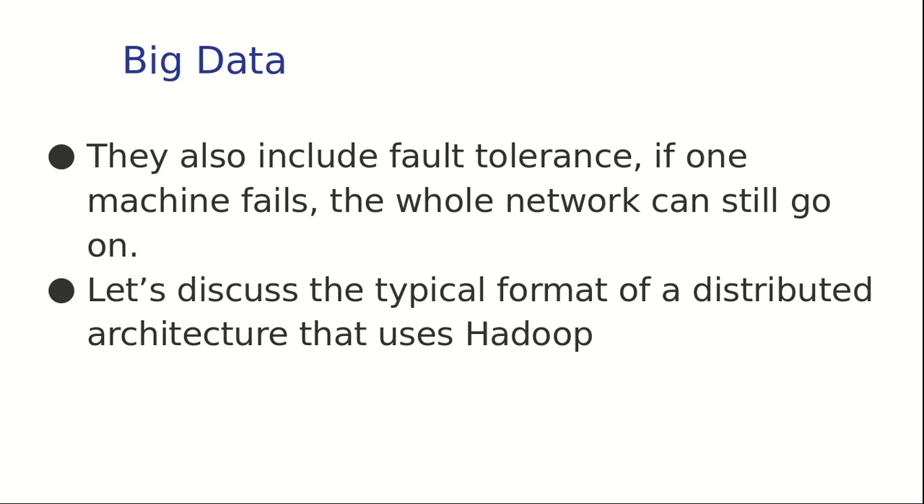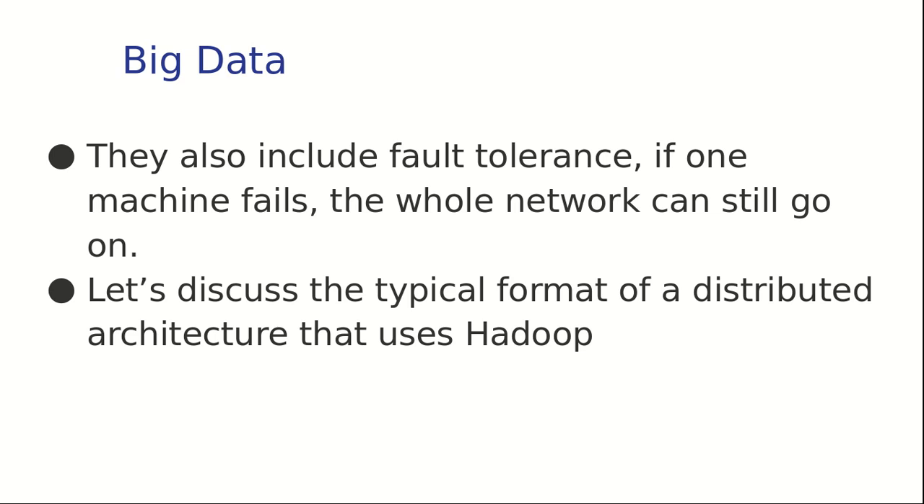This distributed architecture also includes fault tolerance. It means if one machine fails, the whole network can still go on. That's because internally they create a backup of each node in another node. So in any case, if a node goes down, the whole network is not going to go down. It still works, and the user doesn't have a feeling that something went wrong behind the scenes.